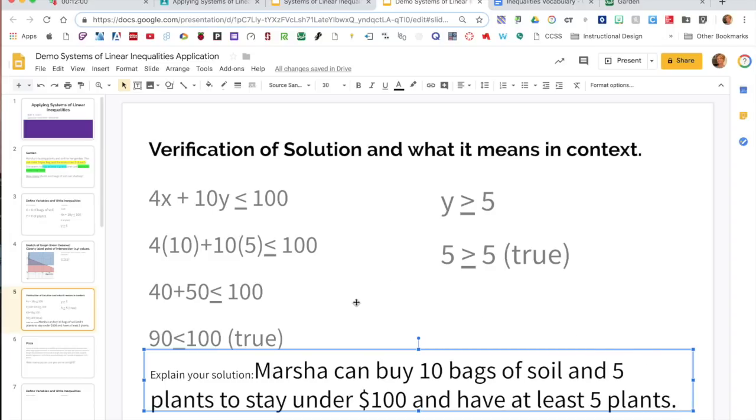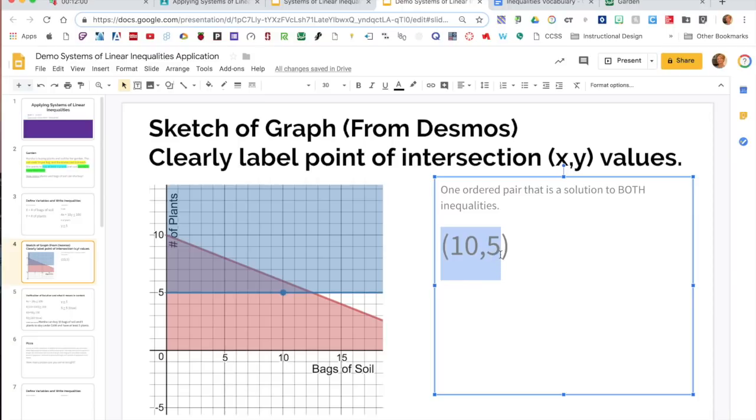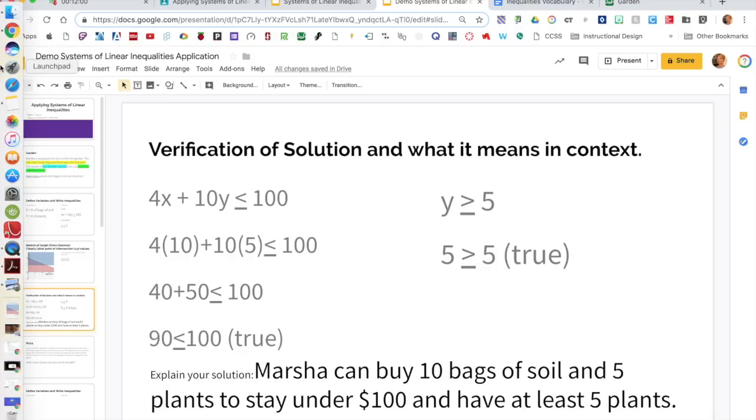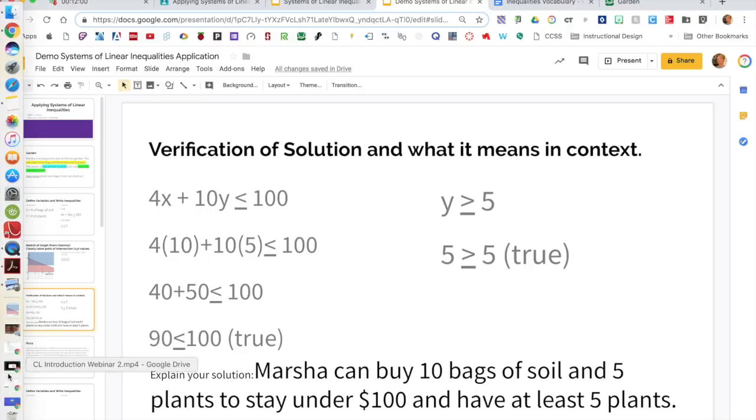So your measure of success was to be able to verify your solution, which we did on this slide, and then to explain your solution, what it means. What does the ordered pair (10, 5) mean on the graph? Once you've done that, you're finished with that whole problem, but you need to make sure you include the context of what explaining your solution means.